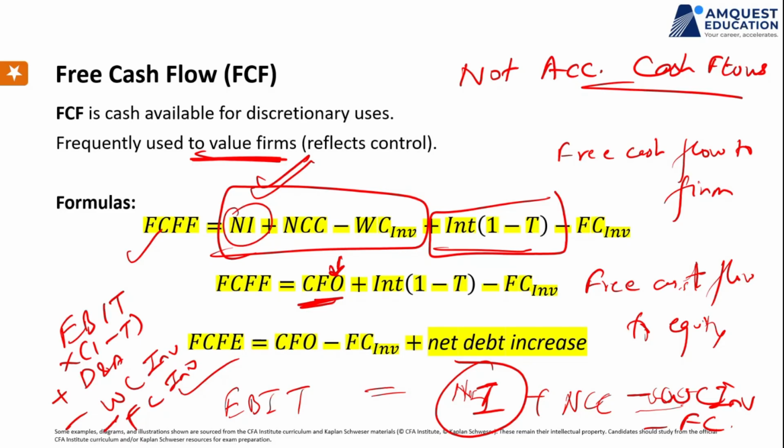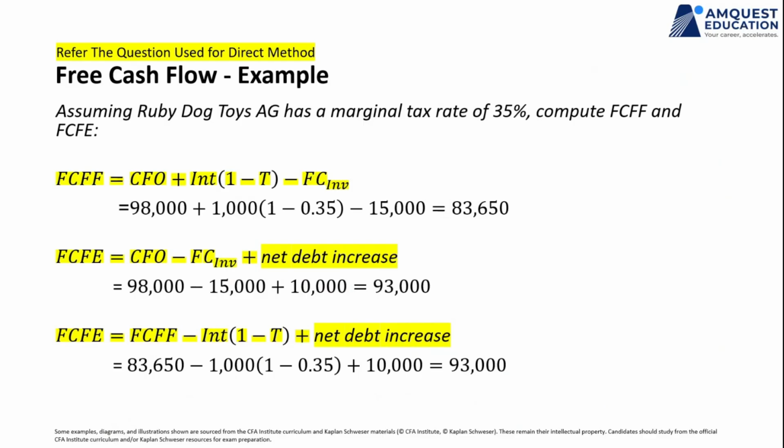Remember, these are valuation cash flows. The higher these cash flows, the better the value of the company. As a simple example, if you look at the last example itself and plug those numbers in, you will get the FCFF and FCFE, free cash flow to firm and free cash flow to equity, for the same company.